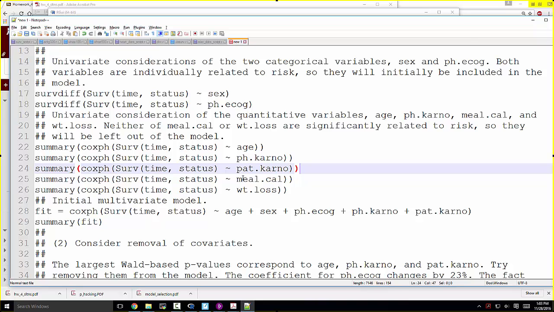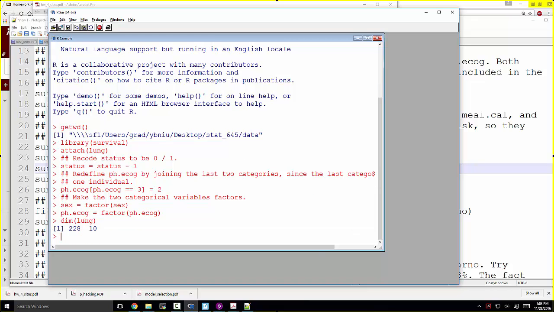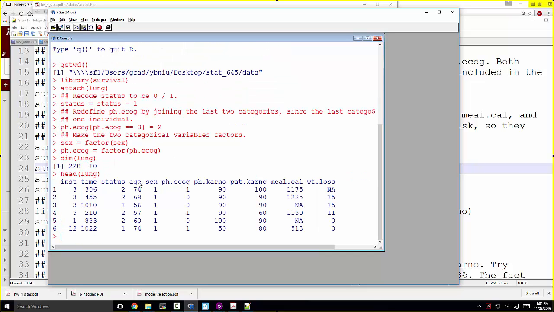Here you could argue, what's our sample size here? Dim, long, 228. We have 228 observations, and 1, 2, 3, 4, 5, 6, 7 covariates, variables.